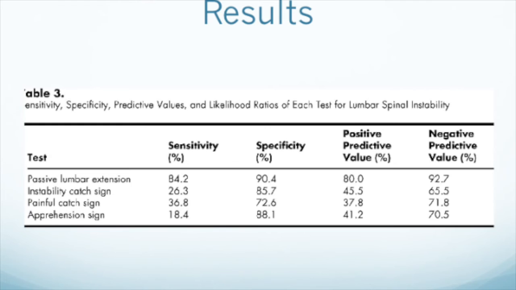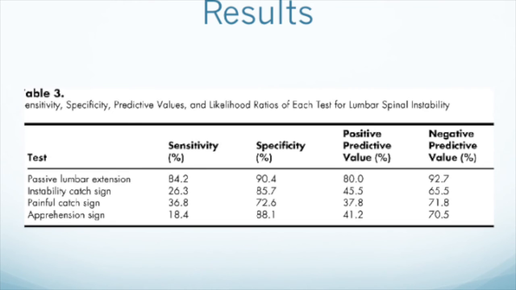This means that 84.2% of participants who had a positive PLE test had a true diagnosis of lumbar spine instability determined by imaging. The specificity for the PLE test was a high value of 90.4. This means that 90.4% of participants that had a negative PLE test did not show lumbar segment instability with imaging.